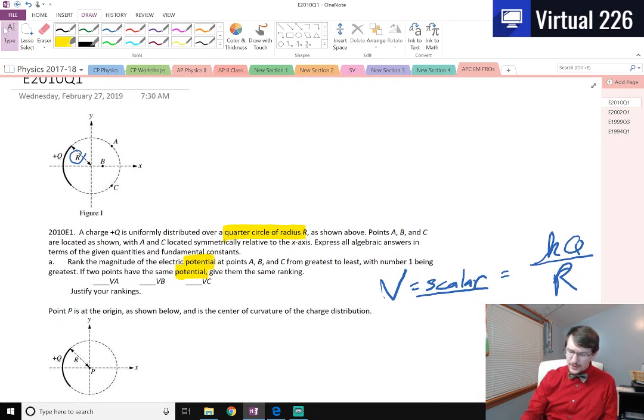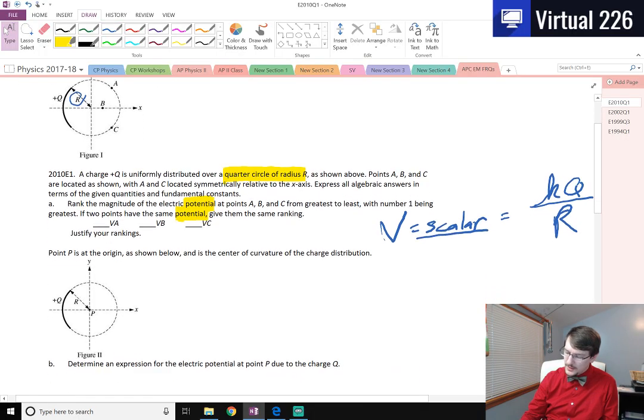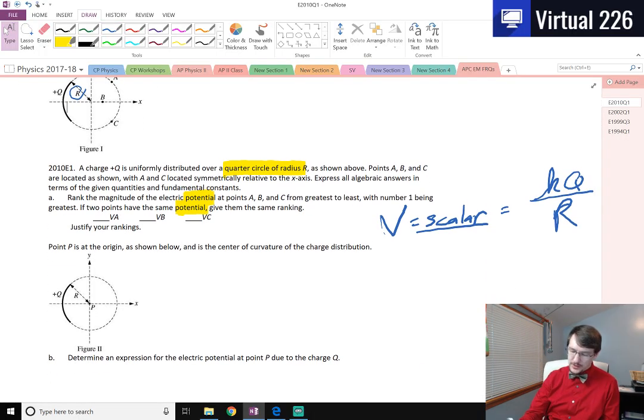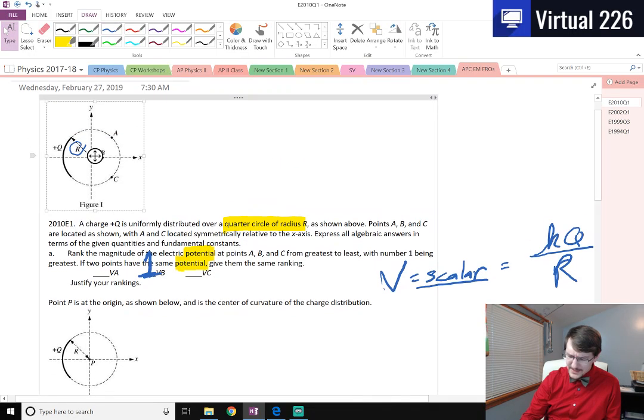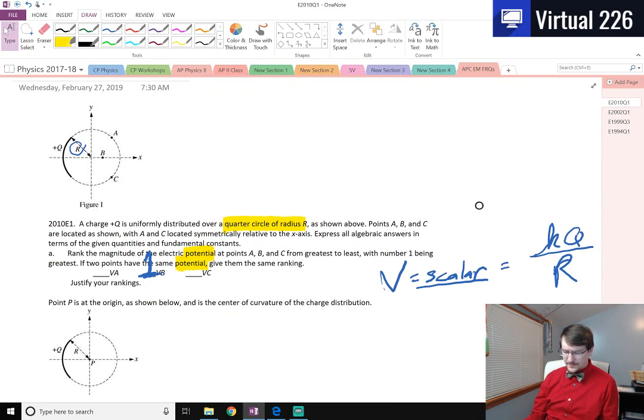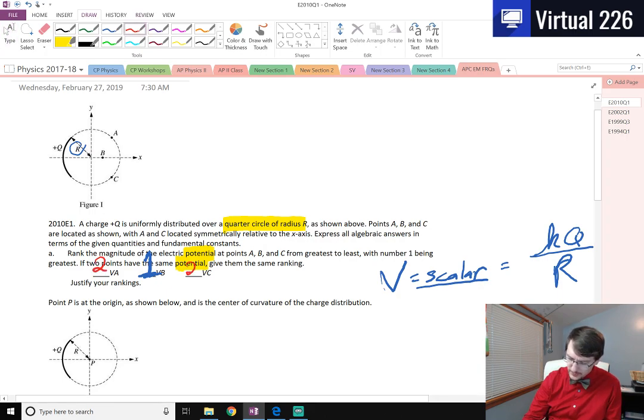So we know at point B, we're closer than we are at point A or C. That's just what we see in this diagram. So point B is going to have the smallest value of R, and a small number in the denominator means a larger outcome. So we're going to get B to be the number 1. And then A and C are symmetric, and they're both equally spaced away. So both A and C are going to be 2. We're looking at scalar quantities, just how close you are to the charge.